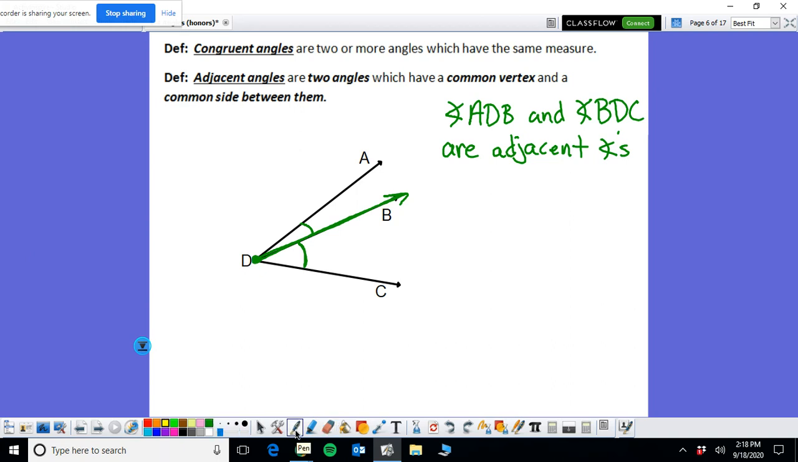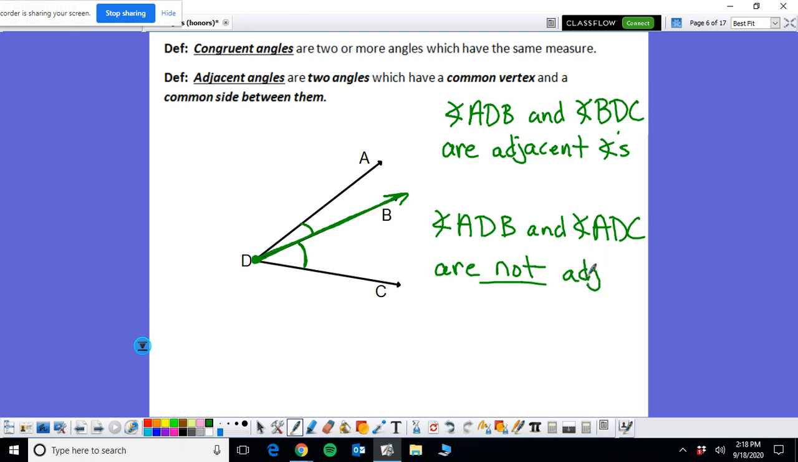Now let's take a look at what's not adjacent real quick. Let me switch my color here. Go back to green, which means right. Angle ADB, we'll start with again, and angle ADC are not, I want to underline that, adjacent angles.